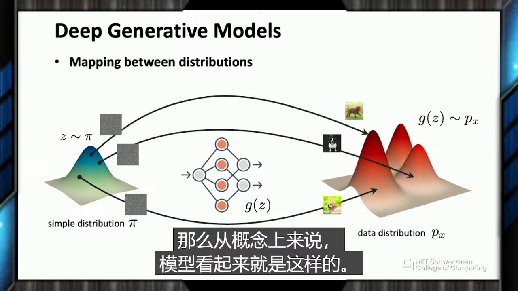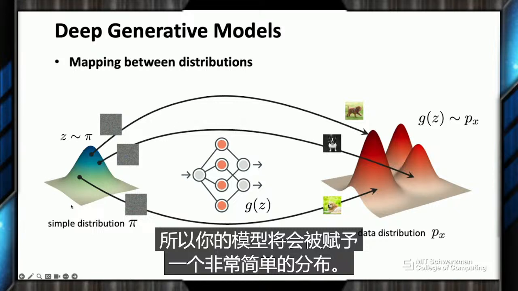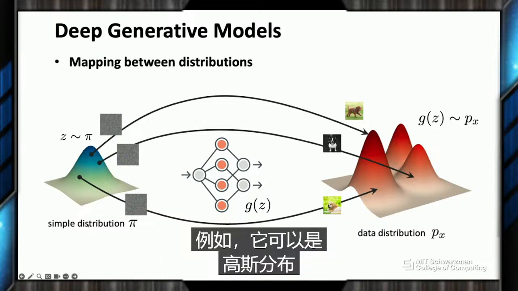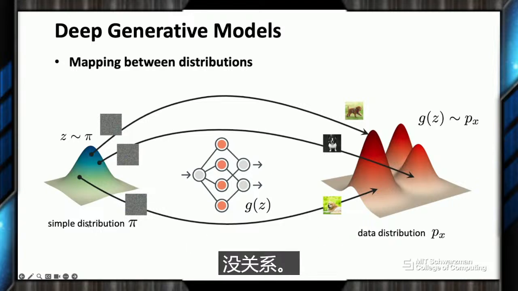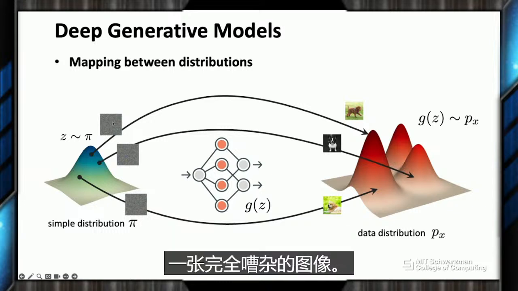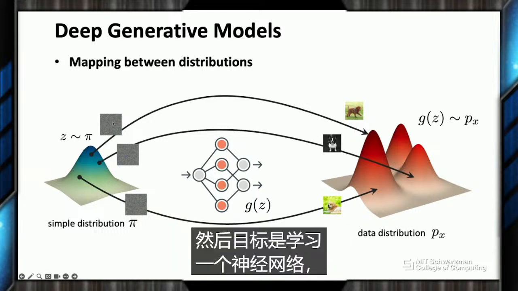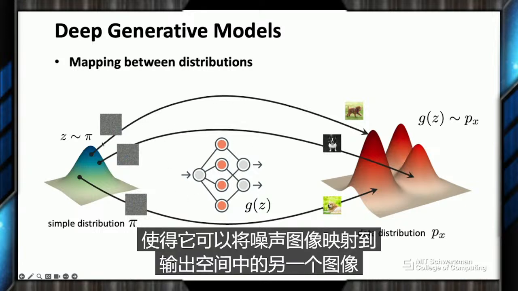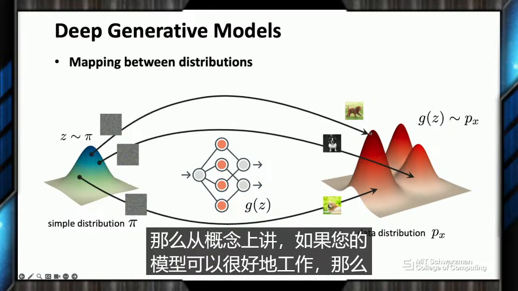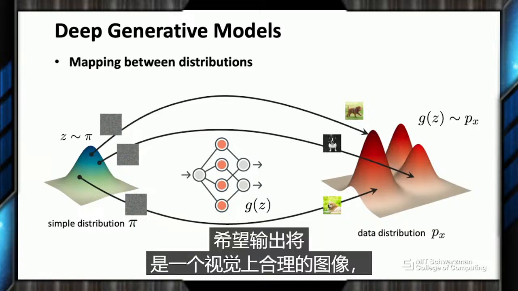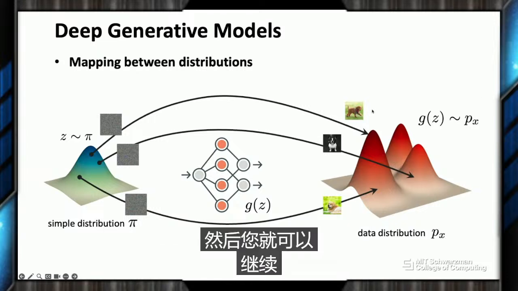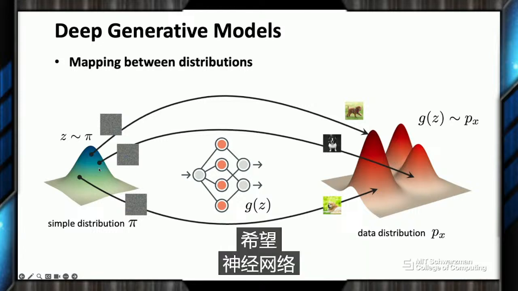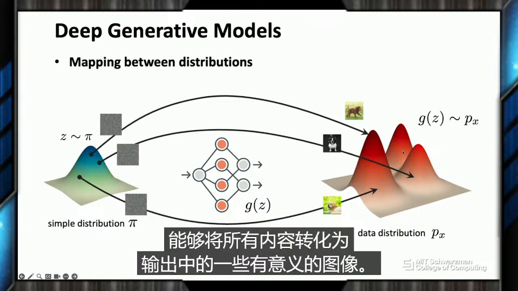Then this is conceptually what a model would look like. Your model would be given a very simple distribution. For example, it could be a Gaussian distribution or it could be a uniform distribution. It doesn't matter. In the case of an image, this would look like just a completely noisy image. Then the goal is to learn a neural network such that it can map a noisy image to just another image in the output space. Then conceptually, if your model can do a good job, hopefully the output would be a visually reasonable image, such as a dog in this case. Then you can just keep sampling noise from the input distribution, and hopefully the neural network will turn everything into some meaningful images in the output.